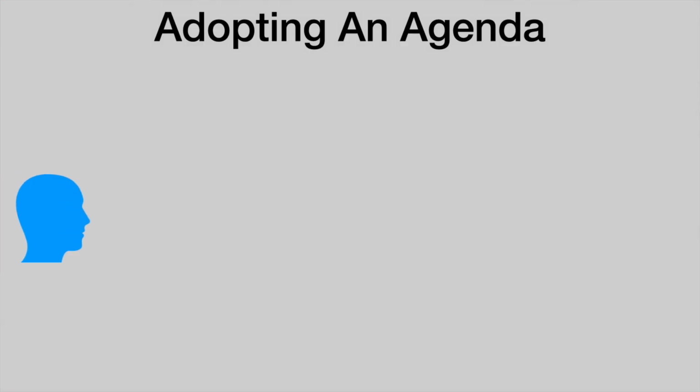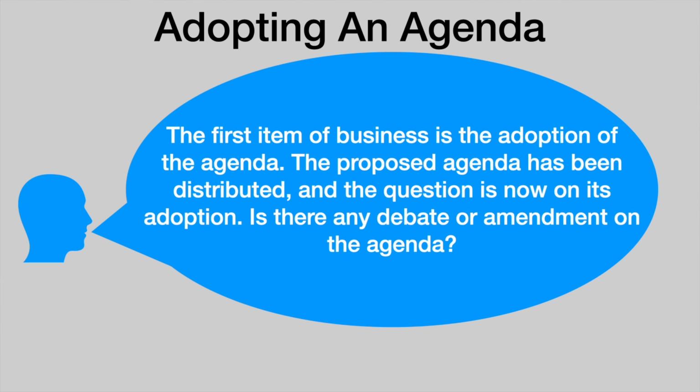So, how is an agenda adopted? Well, it's usually adopted at the beginning of the meeting, usually after any opening ceremonies. Let's take a look at the process. The chair says, "The first item of business is the adoption of the agenda. The proposed agenda has been distributed, and the question is now on its adoption. Is there any debate or amendment on the agenda?"